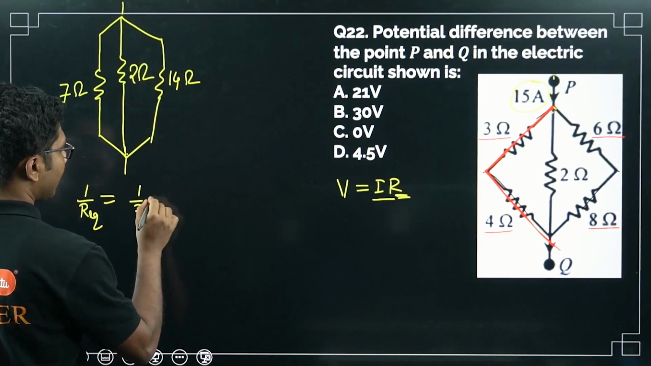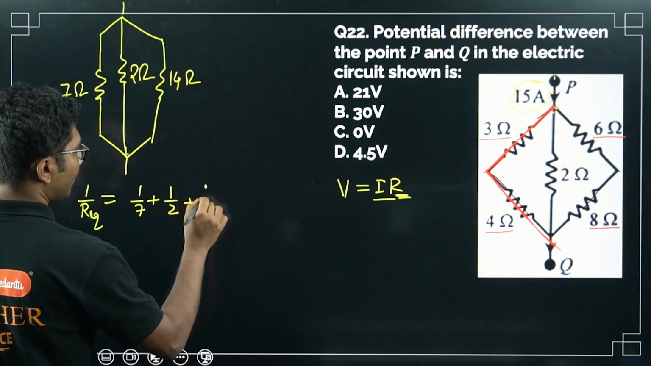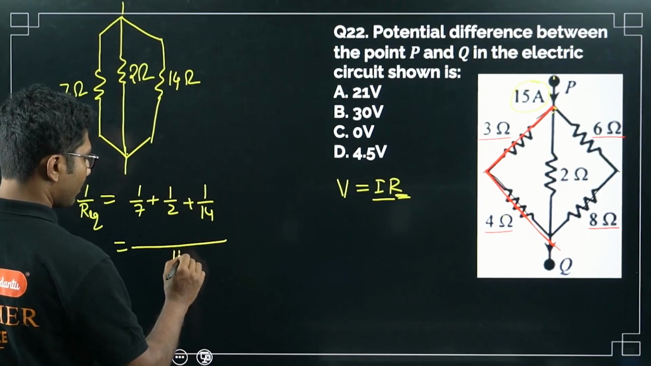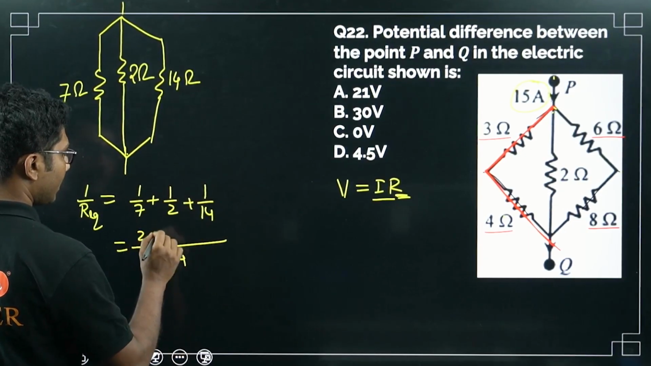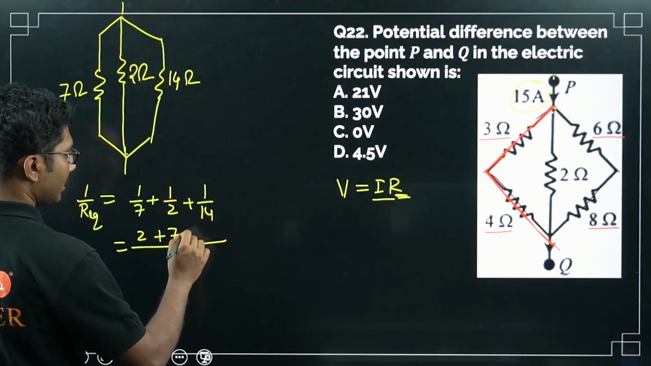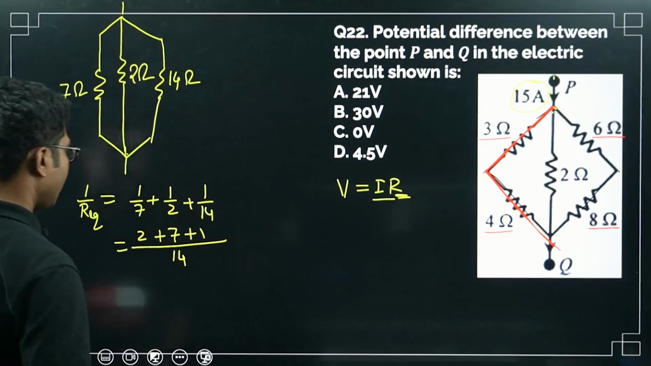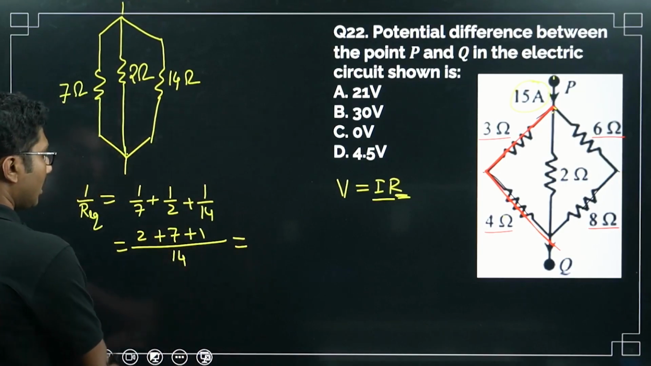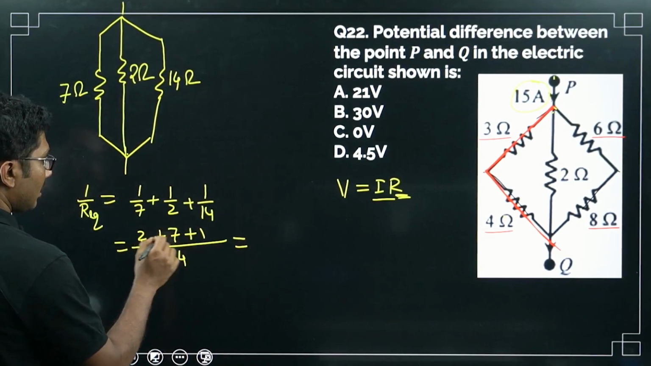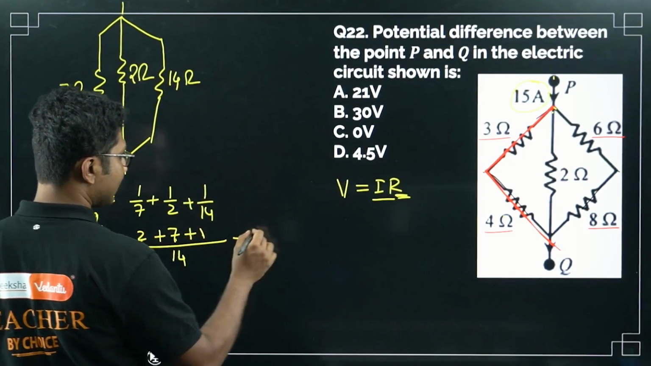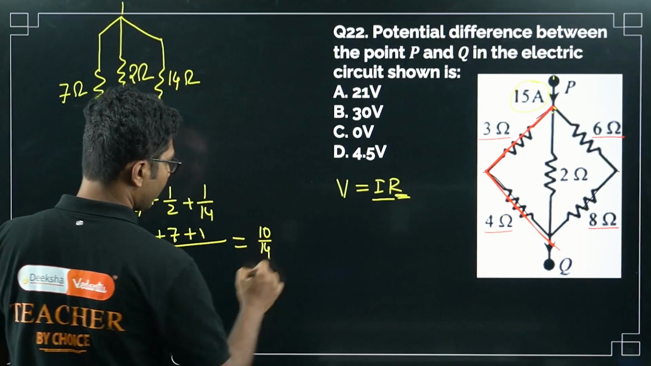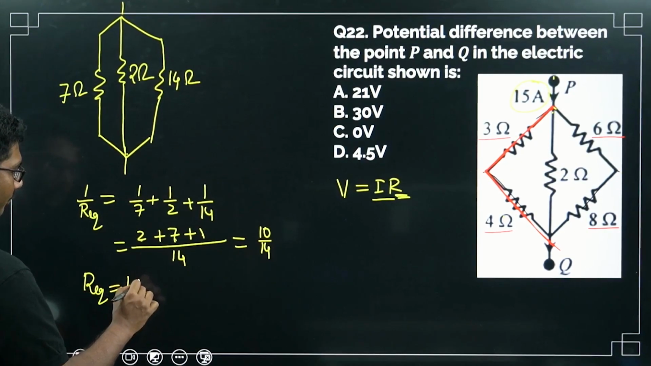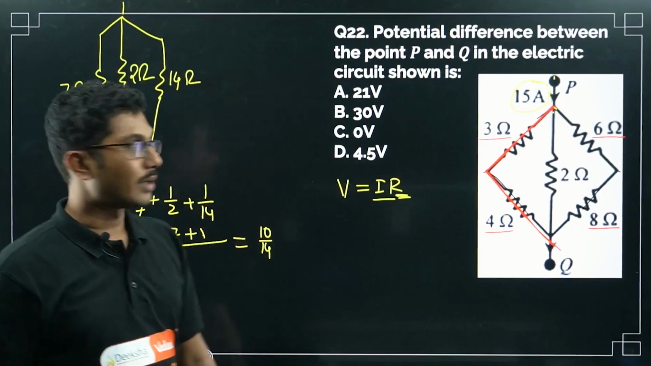So 1 by 7 plus 1 by 2 plus 1 by 14. What is the LCM? LCM is obviously 14. 7 twos are 14, 7 twos are 14, 14 ones are 14. So it will be 2 plus 7 is 9, 9 plus 1 is 10, so 10 by 14. So R equivalent is the inverse of that, which is 1.4.